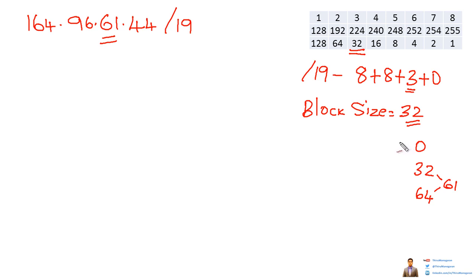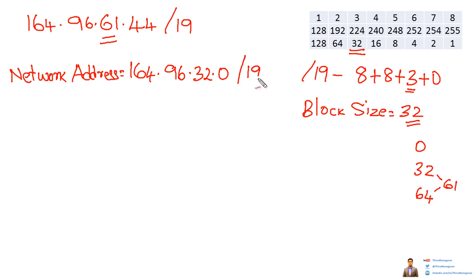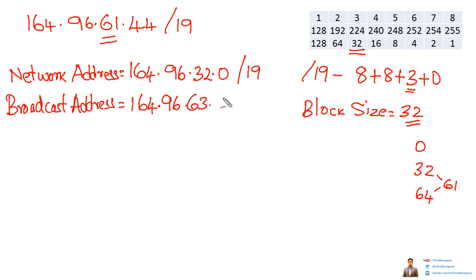So what is the network address here? The network address is 164.96.32.0 with a 19-bit mask, and the broadcast address is 164.96, and the next one is 64, so one before that, 63.255 with a 19-bit mask.